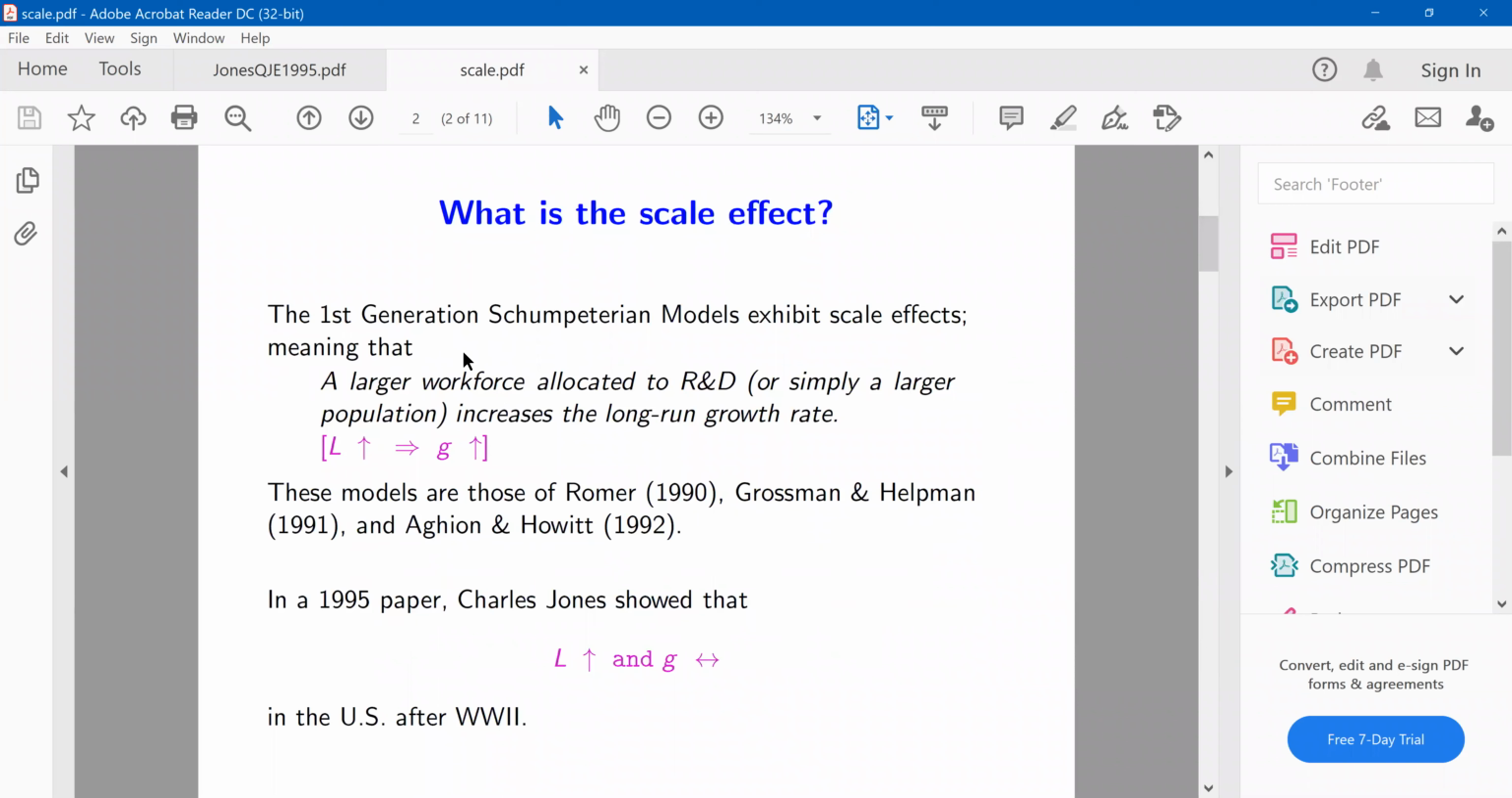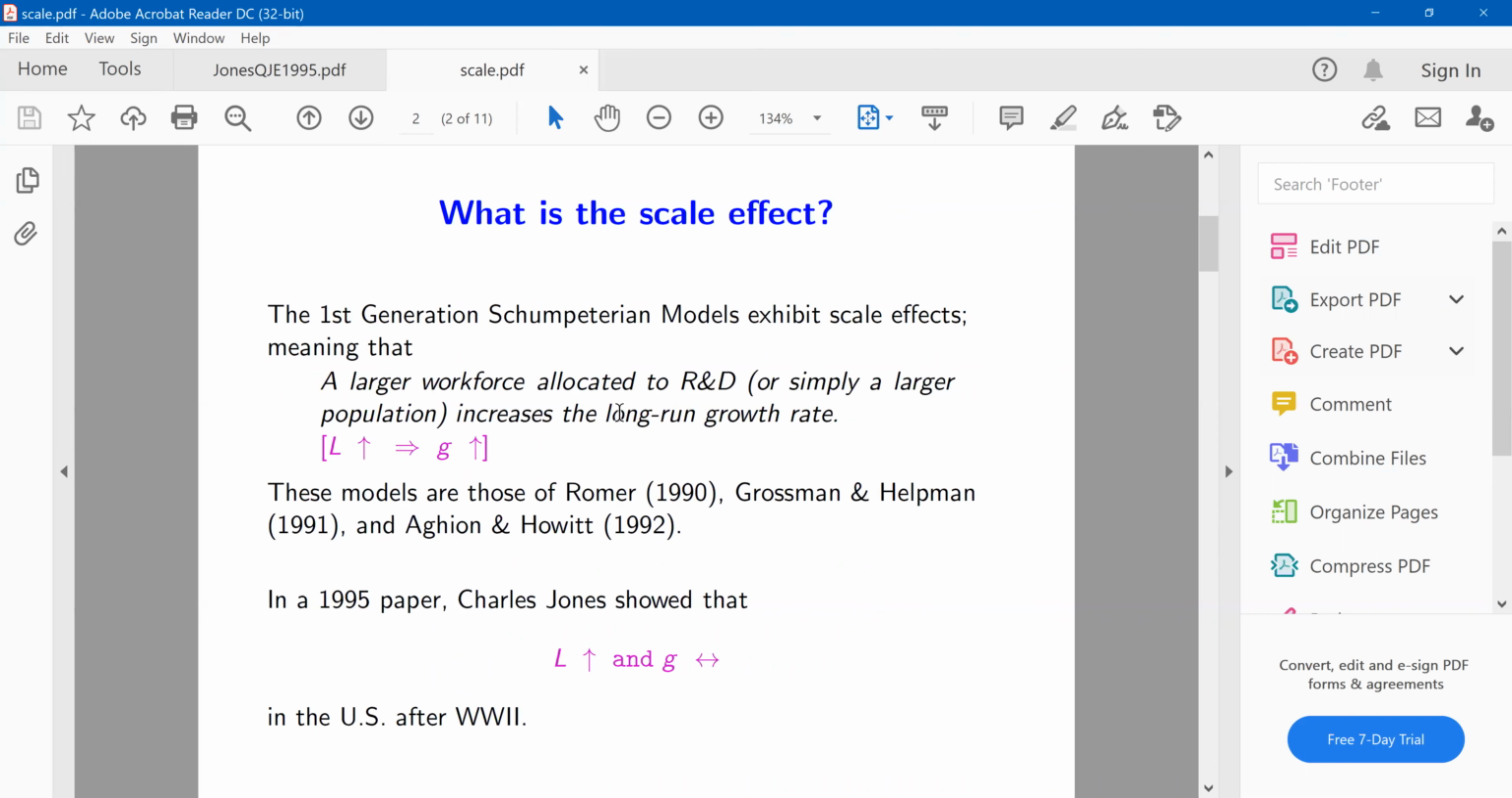So in the first generation Schumpeterian models, and when I say first generation, what I mean is Romer 1990, Grossman and Helpman 1991, and Aghion and Howitt 1992. In these papers, a larger workforce allocated to R&D, or more typically a larger workforce in the final goods sector, implies a larger long-run growth rate.